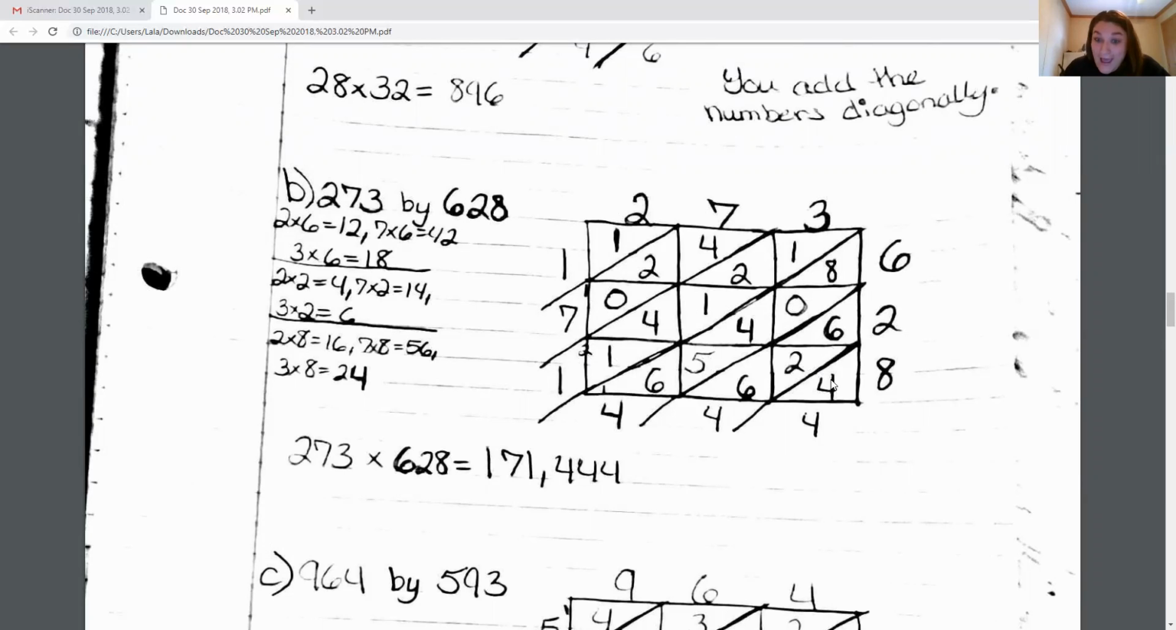Here we come to our addition part of this. So we bring down our 4 because there's nothing to add it to. Move up to our next diagonal. We have 6, 2, and 6. So 6 plus 2 is 8, plus 6 is 14. We bring our 4 down, and we mark our little 1 right there so we don't forget to add it to our next diagonal. 8 plus 0 is 8, plus 4 is 12, plus 5 is 17, plus 6 is 23, plus that little 1 we carried over is 24. So we put our 4, and we carry our 2.